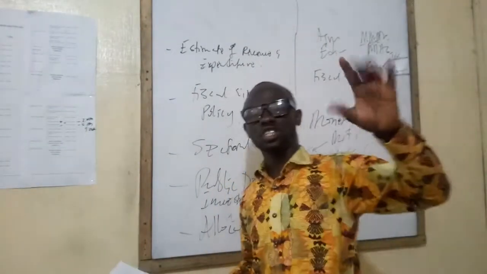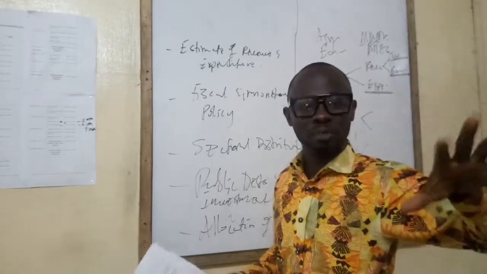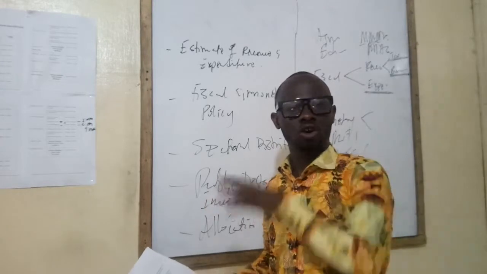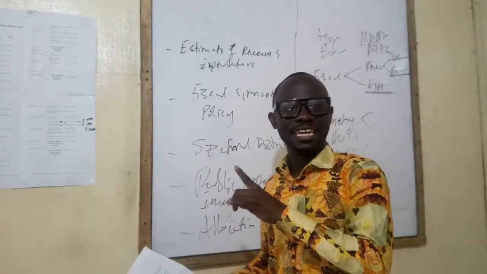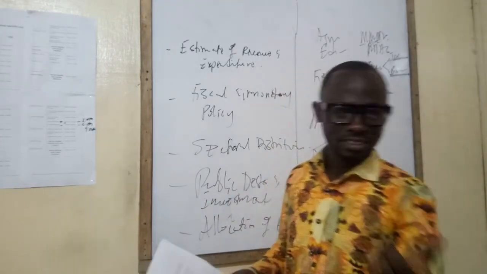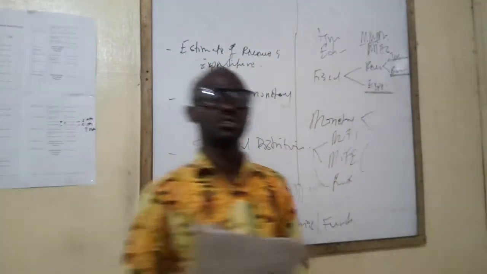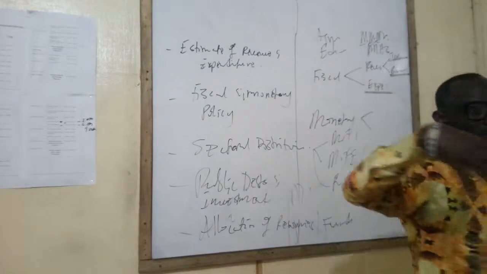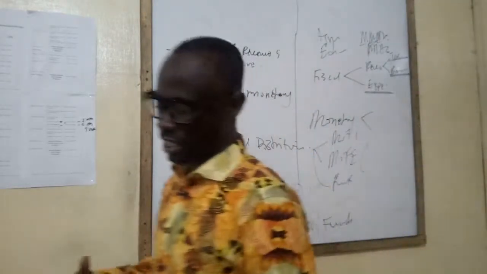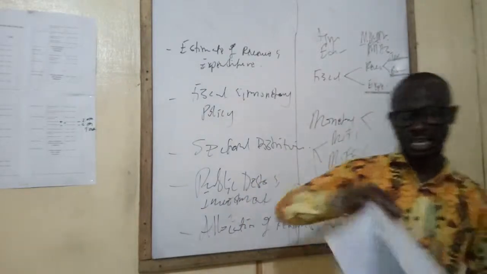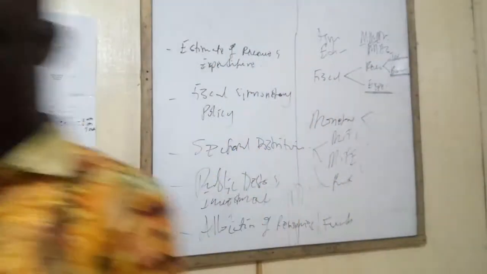For accrual basis, the advantages are the disadvantages of cash basis turned around. Are you getting the picture? It takes debtors and creditors, or accruals, into account. Then it also shows the true financial position of the entity. So that is it about that.